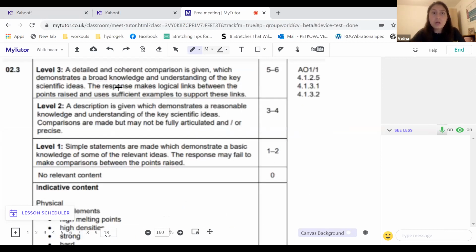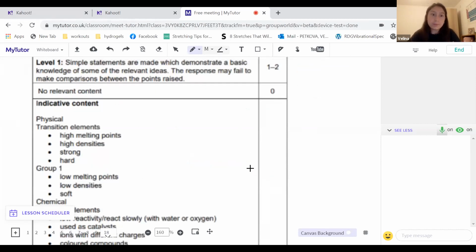So firstly, you see the different levels, right? Level 1, level 2, level 3. Level 1 means that they have really basic knowledge, and you might fail to make comparisons between the points raised. Whilst level 3 is detailed, broad knowledge and understanding of the key scientific areas. So in level 3, you've included everything that you've learned, all those facts that we did in the past lessons, you've included all of them in your answer.